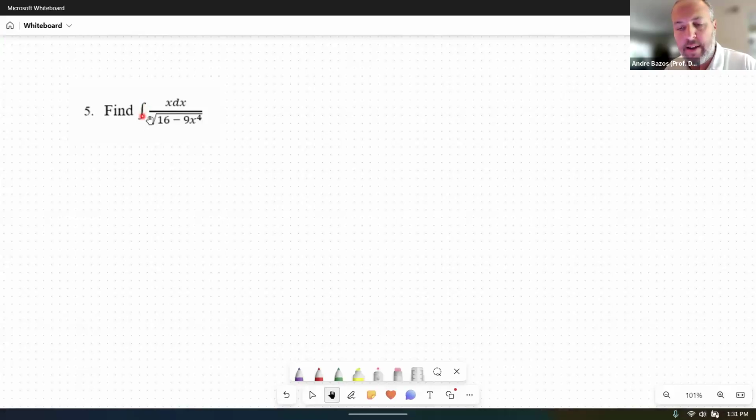All right, so we have to find the integral of x dx over the square root of 16 minus 9x to the 4th. I'm looking at this, right? We talked about it on the past problems where usually we want to make u equal the denominator or the thing in the radical or the radical. So in this case, none of those actually apply here because this is fitting a form. We see something squared minus something else squared.